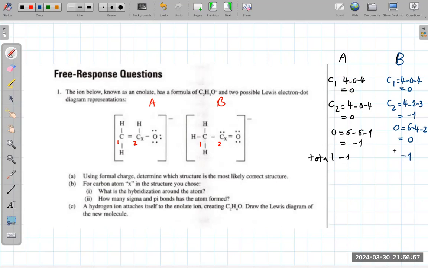Okay, this one has 1 atom with a formal charge, and this one has 1 atom with a formal charge. So which one is most likely the structure? Let's compare this against his answer for this question, the first one in the free response. He has given the same value.